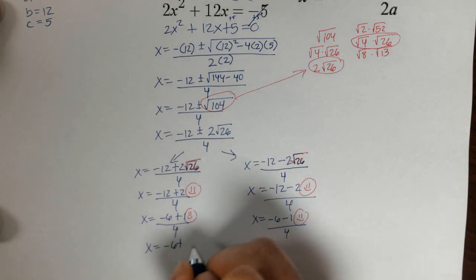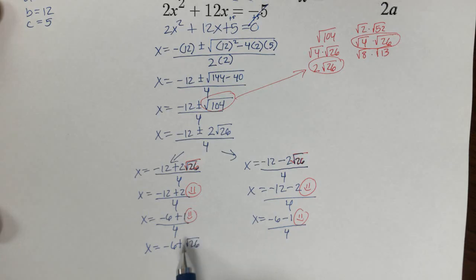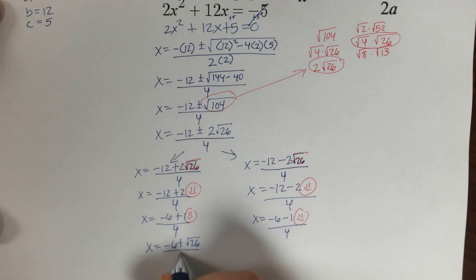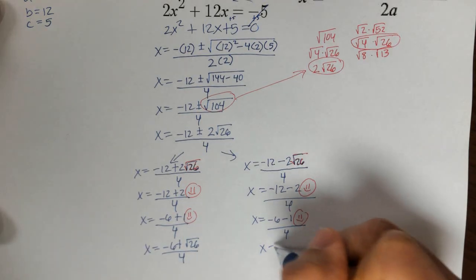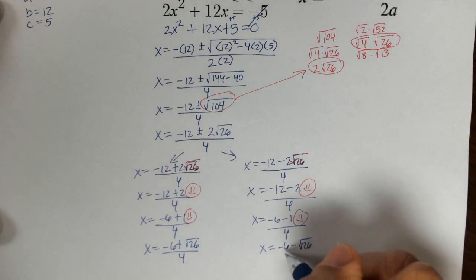Negative 6 plus radical 26. I don't have to put the 1 in front of it, right? 1 times something is itself. So saying 1 times radical 26 is the same thing as just saying radical 26. And here I have negative 6 minus 1 times radical 26, which is just radical 26.